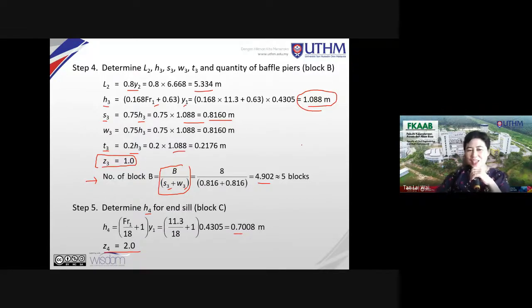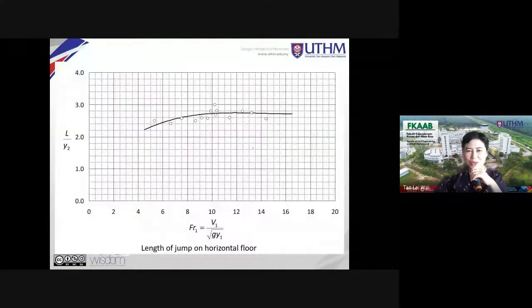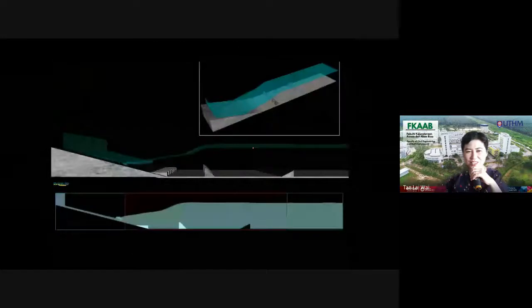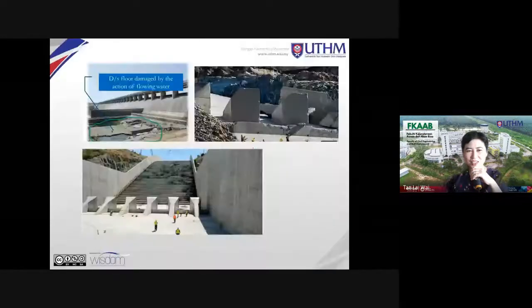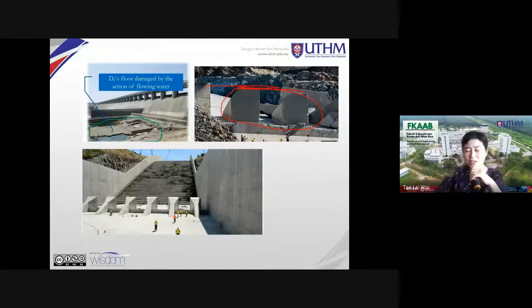Now, the next slide, I'm going to just go through what is the largest dam, tallest dam. That's why initially when I showed this photo, let's go back here, you can see this is so huge. This is to cater for a larger amount of water coming down and higher flow. This is huge too, compared to what we just designed earlier.